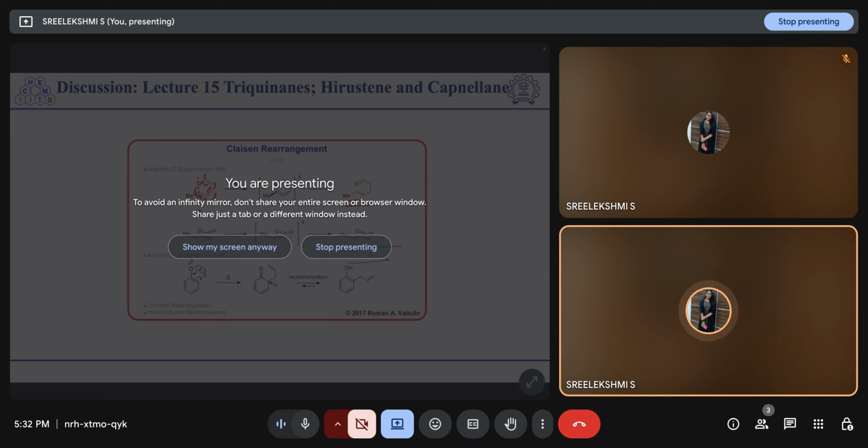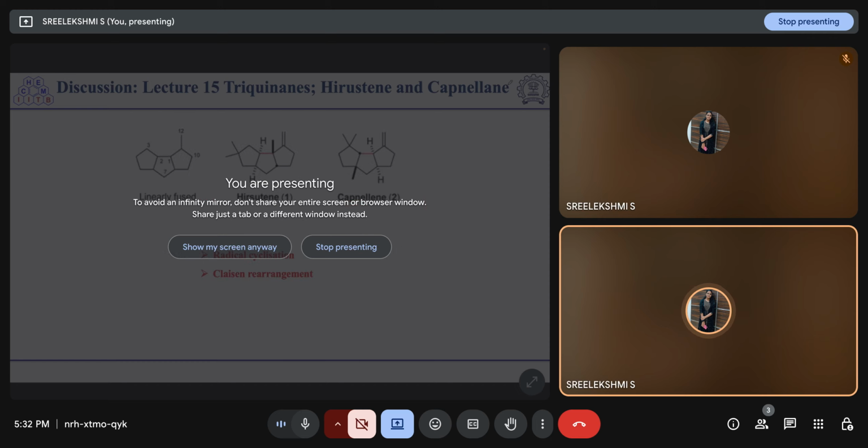Then in the case of the aromatic, same here, 1, 2, 3, and this is 1, 2, 3. So this group is actually migrating to here, and then tautomerization will give this product. So that is the aromatic Claisen rearrangement. It is basically a 3,3 sigmatropic rearrangement.